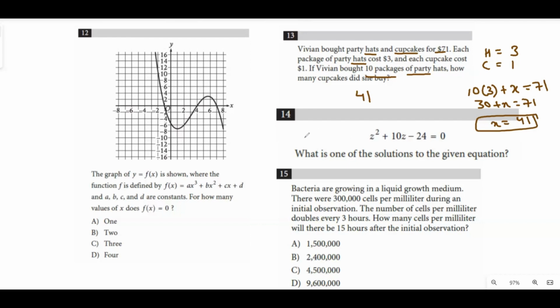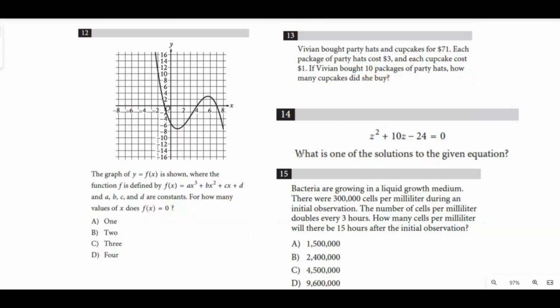Now, coming upon to question number 14. Question number 14: z square plus 10z minus 24 shall be equal to 0. What is one of the solutions to the given equation? We know that the highest power is 2. It's a quadratic equation. How many maximum solutions can we have? 2 maximum solutions we can have. Okay. z square plus 10z minus 24.